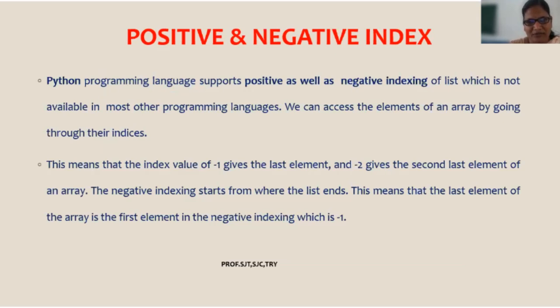Let us move on to the positive and negative index in slicing concept. The Python programming language supports positive as well as negative indexing of a list, which is not available in most other programming languages. We can access the elements of an array by going through their indices. This means the index value of -1 gives the last element and -2 gives the second last element of an array. The negative indexing starts from where the list ends. The last element of the array is the first element in the negative indexing, which is -1.